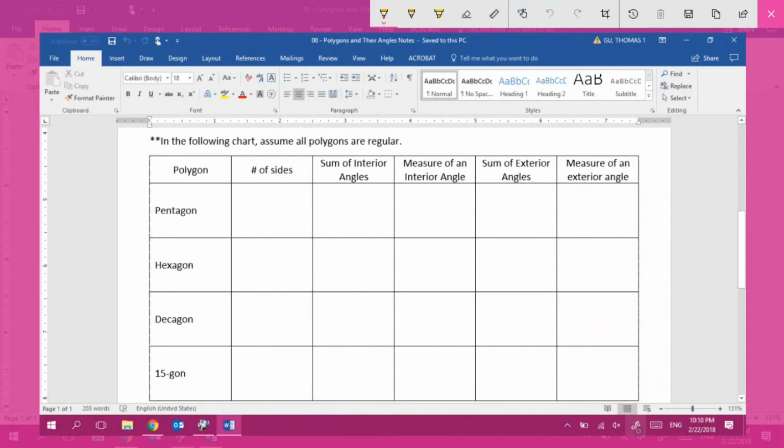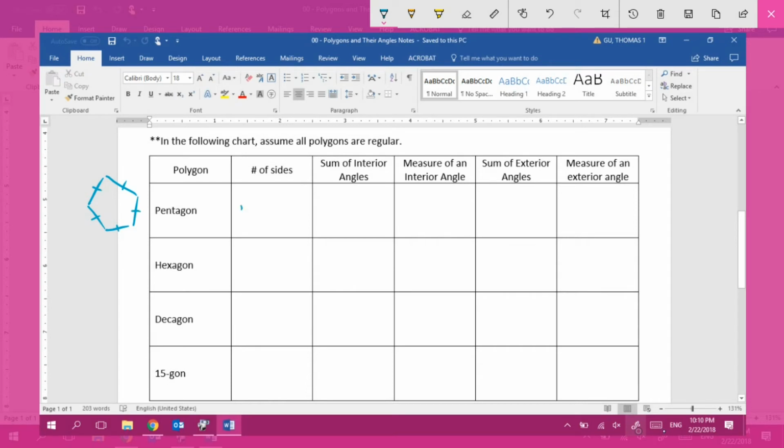Alrighty, so in this chart down here, we're assuming that all the polygons are regular. That means all the sides are congruent. So in this first one, it says a pentagon. So I'm going to draw a regular pentagon where all the sides are the same. So that means like I'm drawing the congruency marks. All the sides are congruent. So let's fill out our chart.